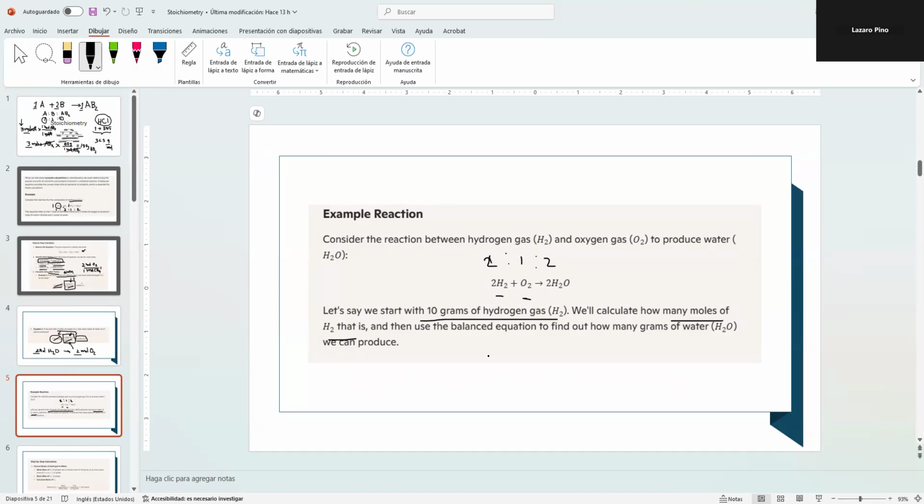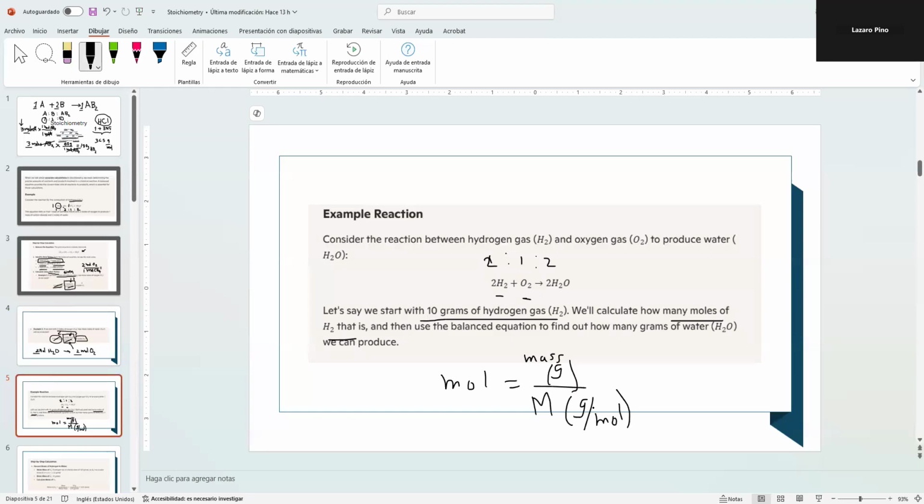How can you do that? Well, you know that mole is equal to grams, the mass in grams, divided by the molar mass. This is mass in gram divided by the molar mass that is given in grams per mole. Everybody knows how to calculate the molar mass of any substance.